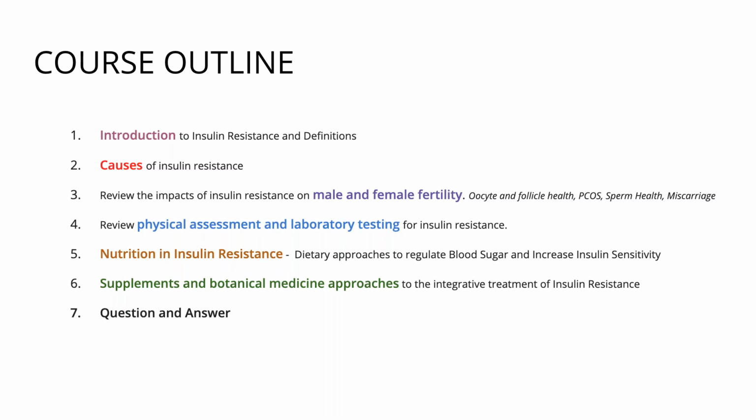And we'll be reviewing a physical assessment and lab testing for insulin resistance because it can be easily missed in practice, particularly if you don't look deeper. It's often missed actually. Nutrition for insulin resistance, so different dietary approaches that we can use to regulate blood sugar and increase insulin sensitivity, and supplements and botanical medicine approaches to the integrative treatment of insulin resistance. And then if we have any time left, we'll do some question and answer at the end.